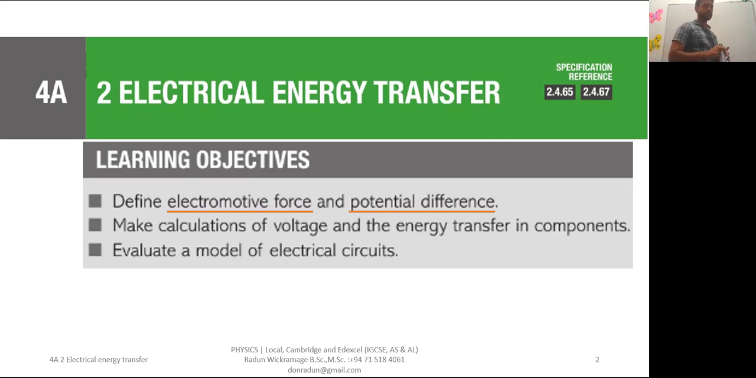Some of the components give energy to the electric circuit, some of them are using it. So these two are called electromotive force sources and potential difference sources. Then we evaluate a model of electrical circuits, which is also important, but very rarely do we get questions out of that. Let's go through these three learning objectives.